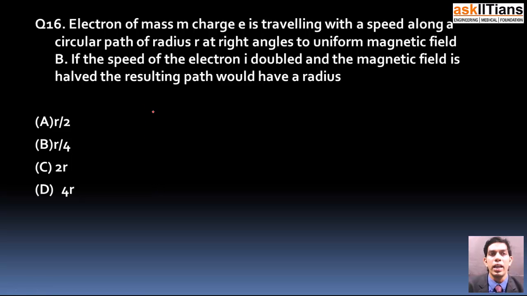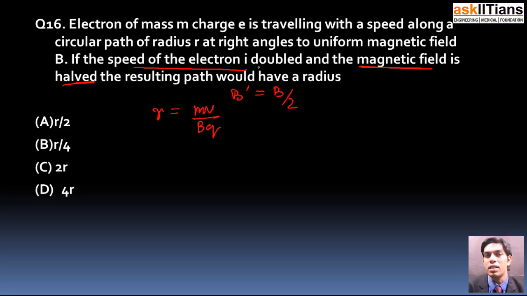Moving on. An electron of mass M, charge E is traveling with a speed along a circular path of radius r at right angles to a uniform magnetic field B. If the speed of the electron is doubled and the magnetic field is halved, the resulting path would have radius. So R is equal to mv by Bq. It's given that the magnetic field is being halved. So let's say B dash is the new magnetic field and I have this equal to B by 2, that is half of my initial magnetic field. And the speed is being doubled, so V dash is 2V, 2 times my initial velocity.